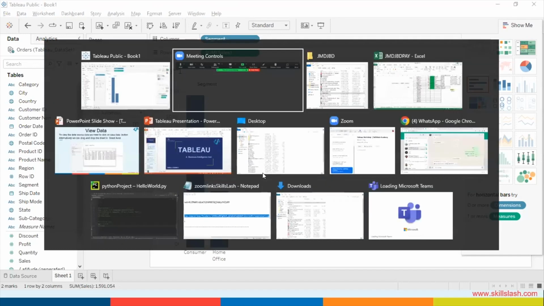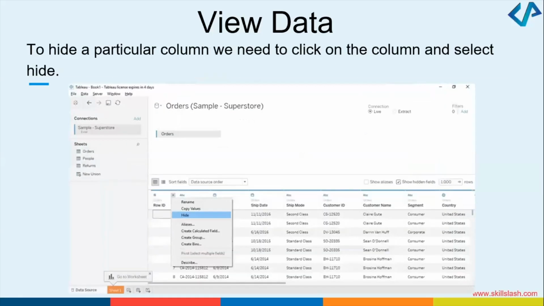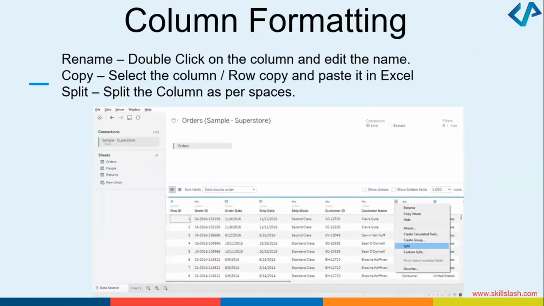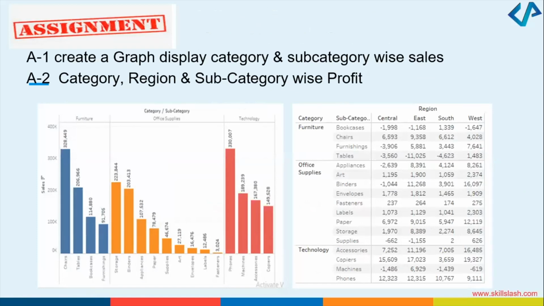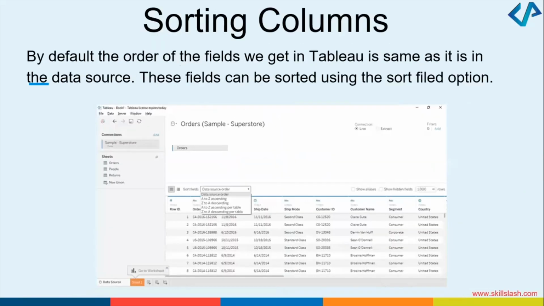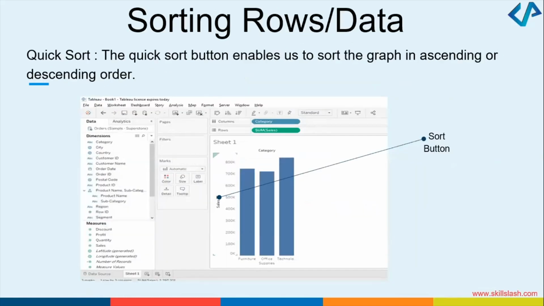So these are the different graphs that we started to plot yesterday. So view data, we looked into different things, how we can hide the data, how we can rename, copy, and split. This assignment is what we did yesterday. So how do we sort it in the ascending, descending order? We'll cover this as well.